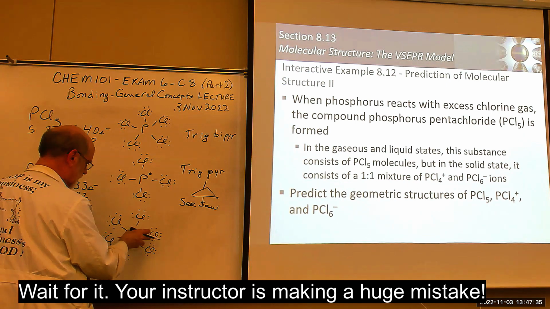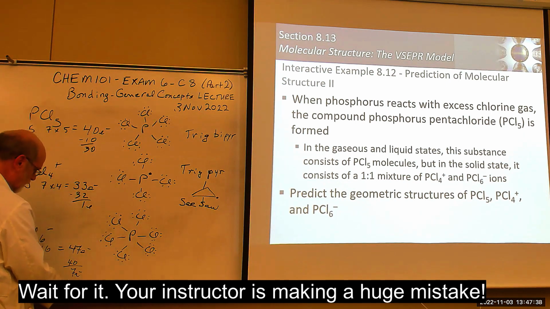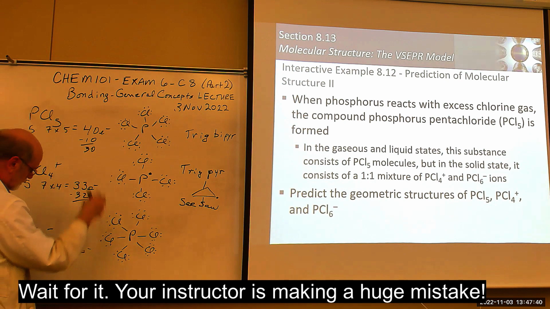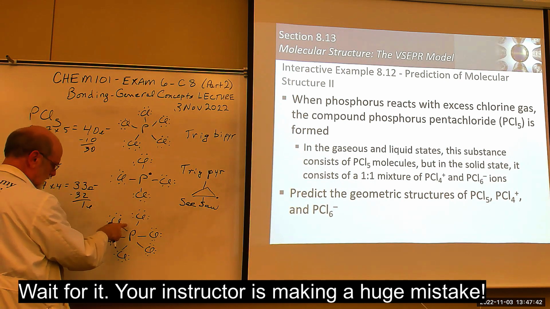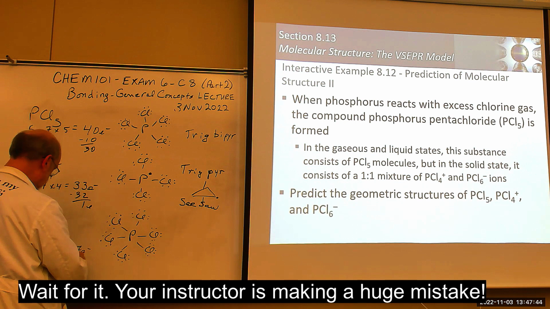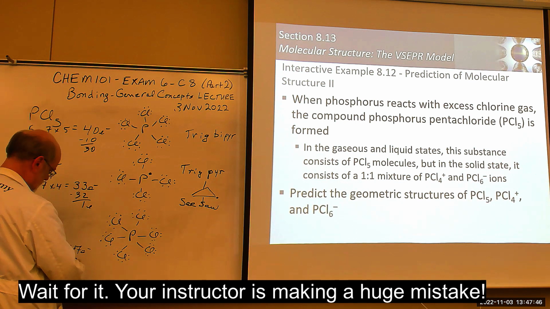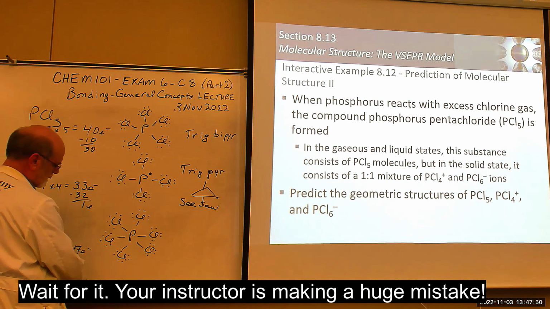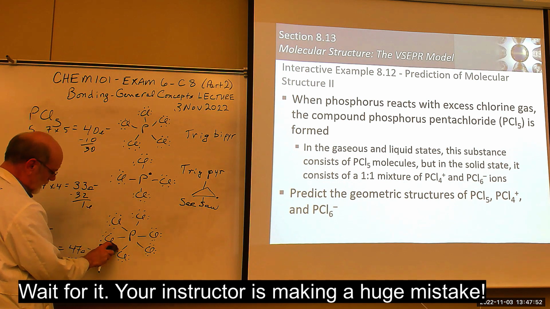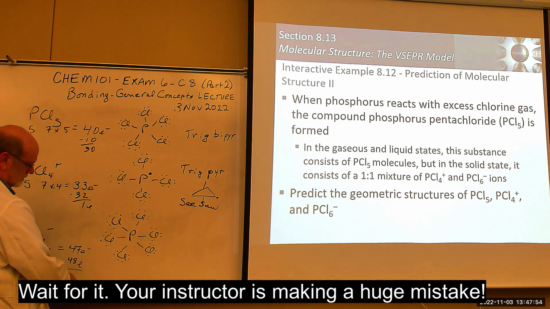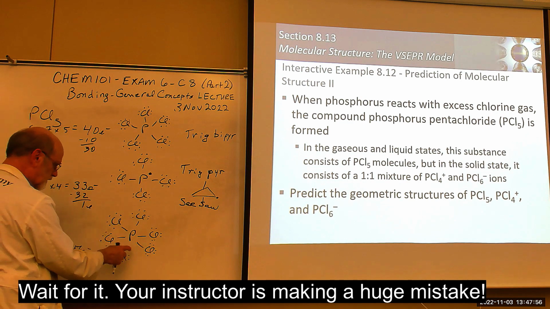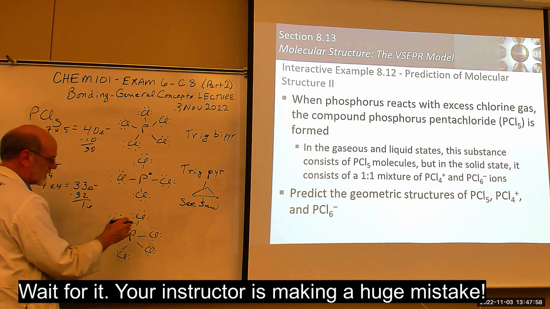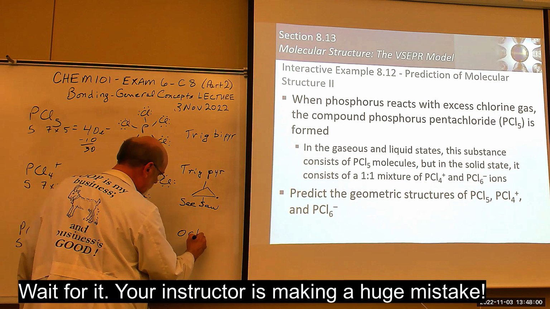Oh, I do have 6. 6 times. Excuse me, I counted wrong. 6 times 8 is 48. Oops. We're using up too many electrons. All right, so one of these is going to have to be deficient. So 1, 2, 3, 4, 5, 6 means octahedral.